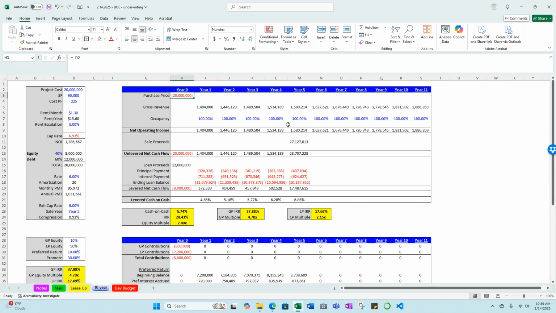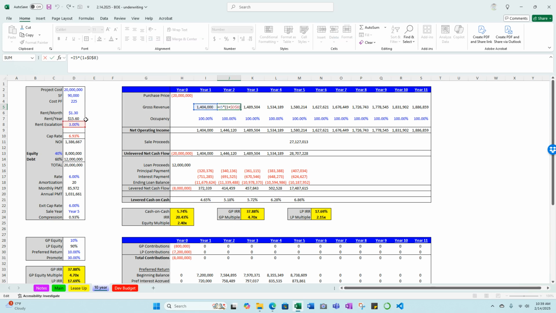So just starting off, we begin with the purchase price. We pull it from the project costs, which is cell D2. Make sure that's negative. We then create a line for gross revenue, and I'll speak to why I did that later versus just going to straight net operating income. But we bring in the square footage and the rent per year, F4 both of those, and lock them.